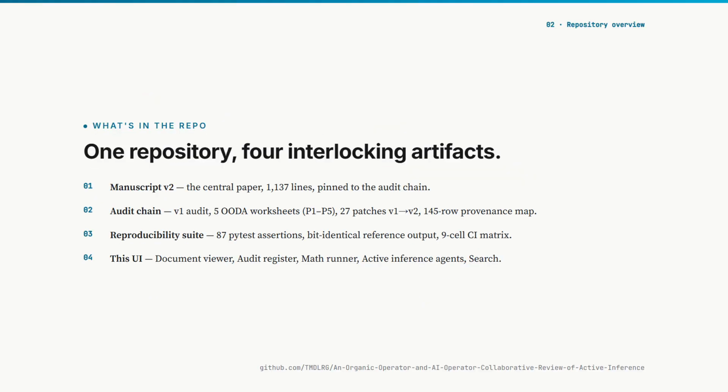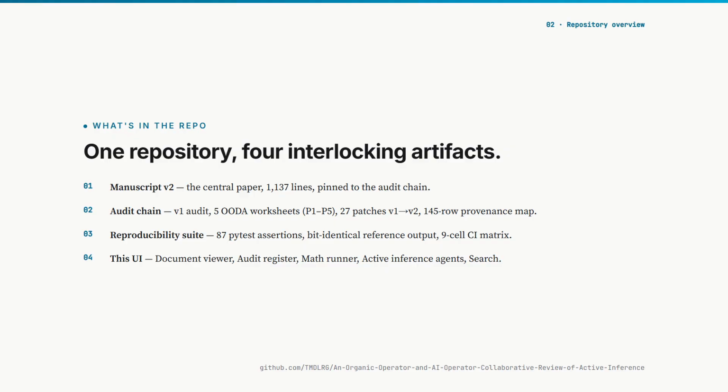Let us begin. The repository is one Git tree with 4 interlocking artifacts. The first is the manuscript itself, version 2, 1137 lines, pinned to the audit chain by sentence-level provenance. The second is the audit chain, the V1 audit of audit, 5 ODA worksheets running from phase 1 through phase 5, 27 documented patches V1 to V2, and a 145-row provenance map that traces each load-bearing claim to its evidence class and source anchor.